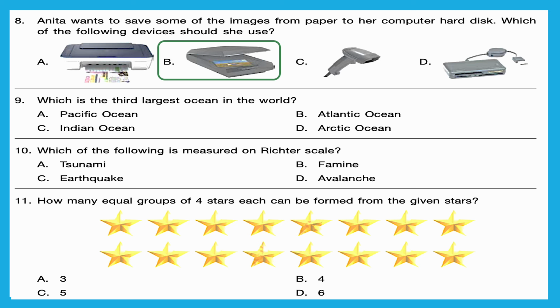Question 9. Which is the third largest ocean in the world? And the right answer here is option C, Indian Ocean. The first one is Pacific, then Atlantic and then Indian Ocean.